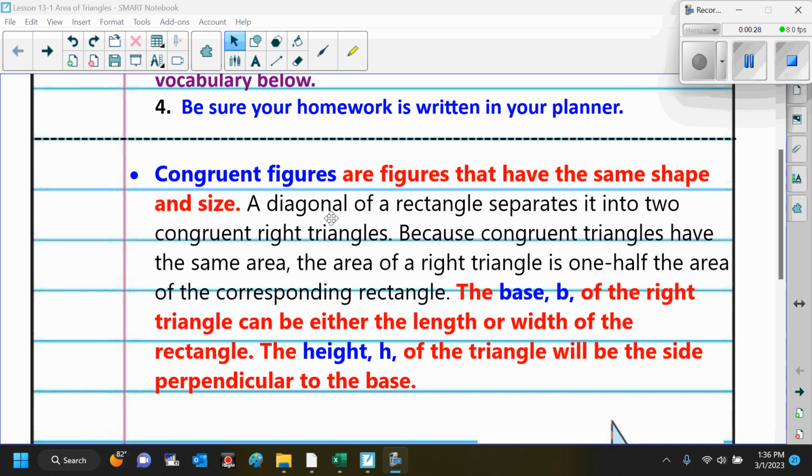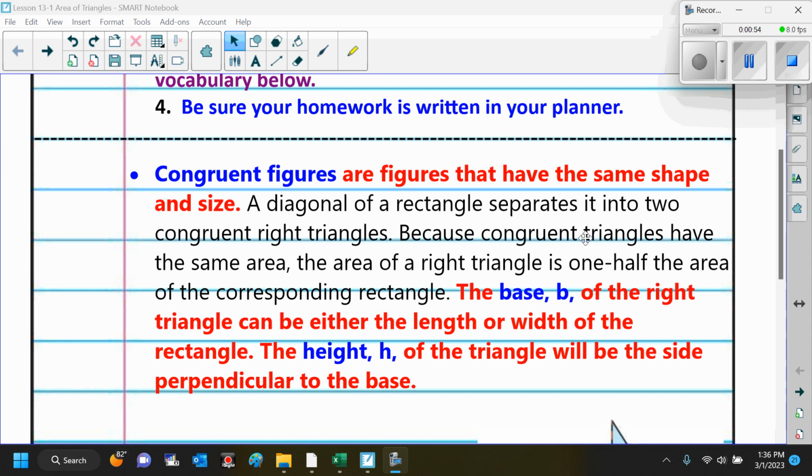You really just have to write down what's in blue and red. So it says congruent figures are figures that have the same shape and size. And of course, if they're the same shape and size, they're going to have the same area, right? So it says a diagonal of a rectangle separates it into two congruent triangles. So that means two triangles that have the same area.